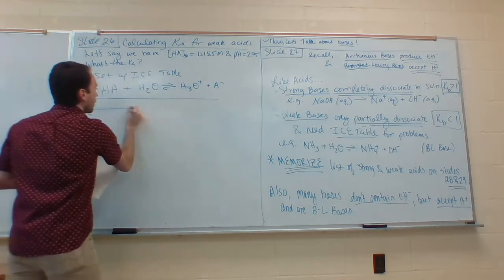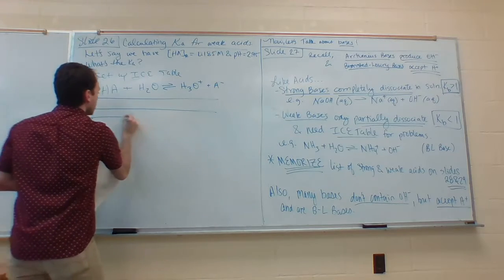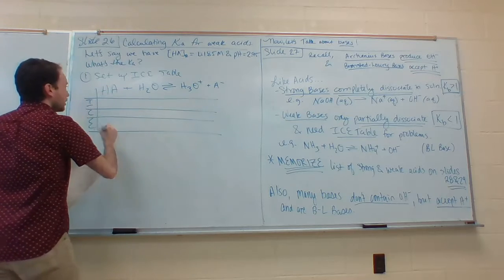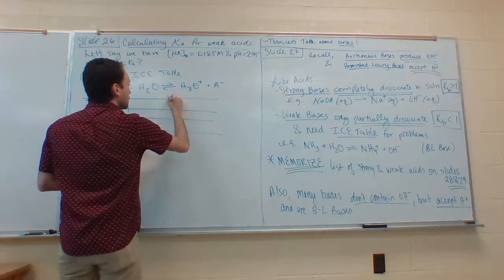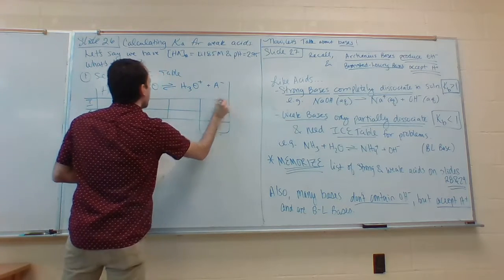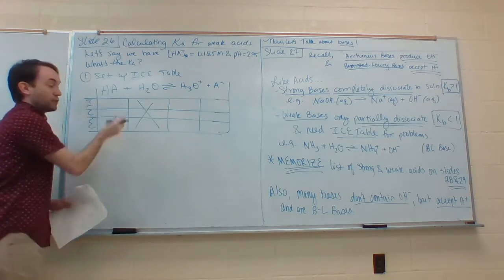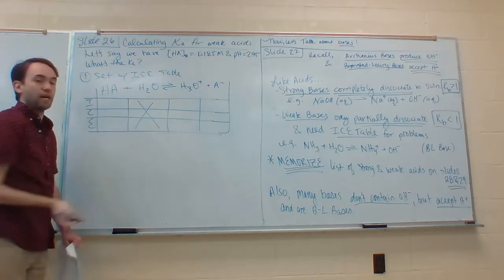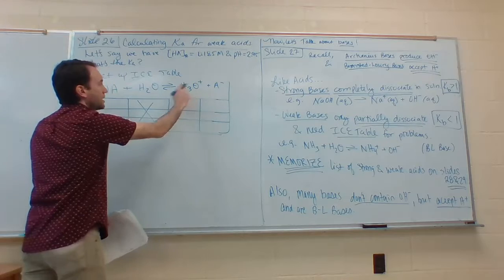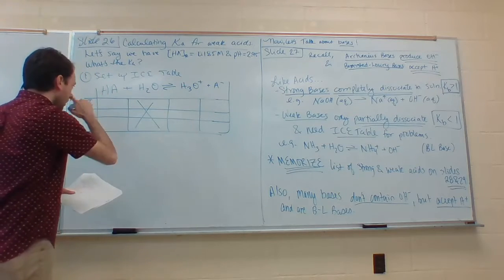But if you're setting up your ICE table and you've included the water in your reaction, then all you have to do is put a column for each of your species except the water. So I usually just draw the whole table and then I put a big X over my water. I still need to keep my hydronium because that contains the H plus that I'm going to need, okay?